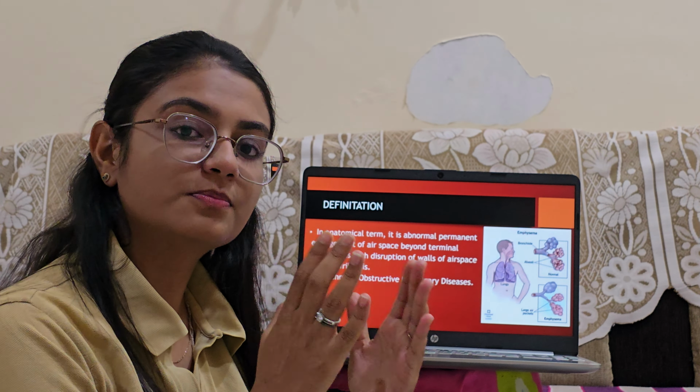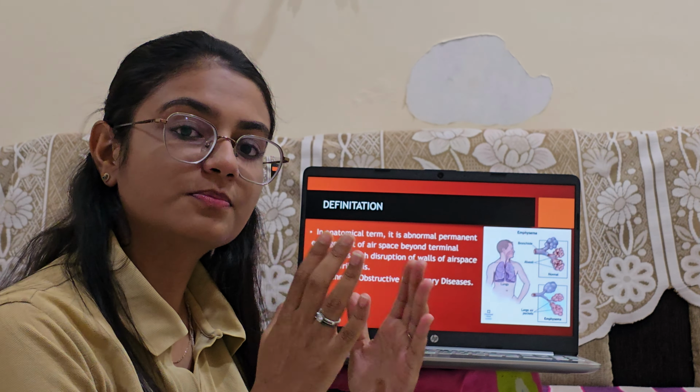Now the investigation. Investigation is done by X-ray. Hyperinflation is seen, horizontal alignment of the ribs is seen, and flattening of the diaphragm is seen. The investigation is also done by PFT and ABG analysis. In PFT there would be a reduced FEV1 and reduced FEV1/FVC ratio. And in ABG analysis there would be reduced PO2 and an increase in PaCO2 value.